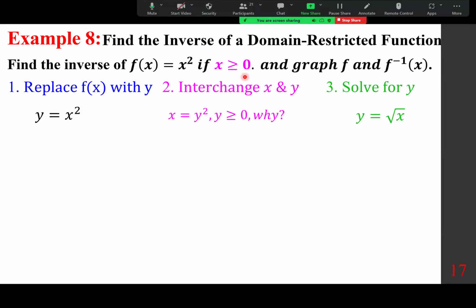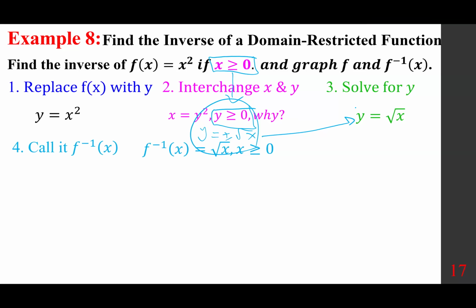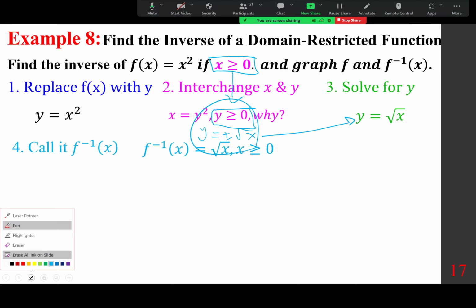So it's important. This results in this. If this wasn't there, class, y would be plus minus square root of x. But with the combination of this, we have only one solution, y equals square root of x. And that's important to understand. Now we give it a name. F inverse. Let me erase my word.